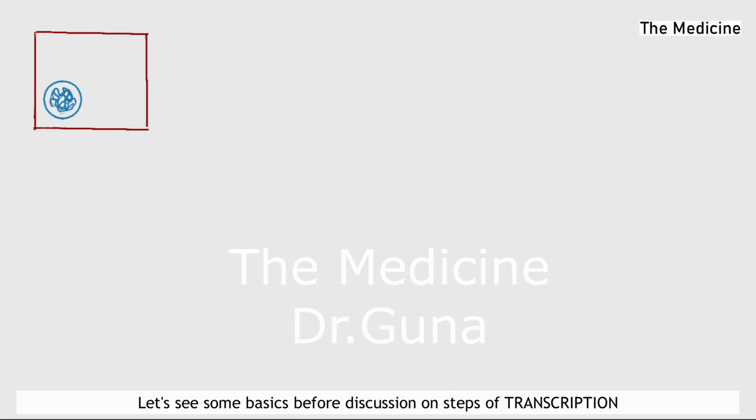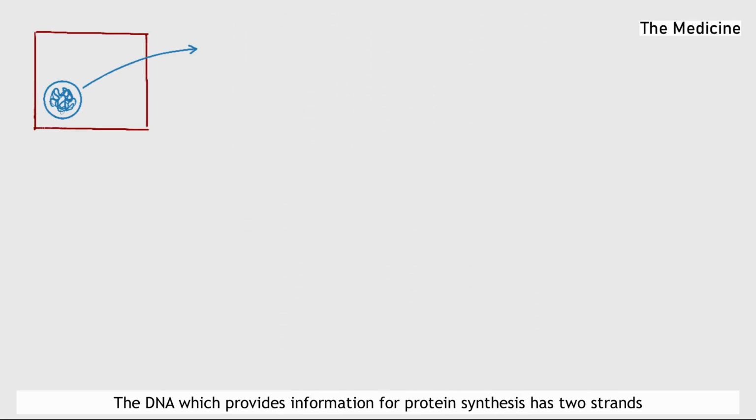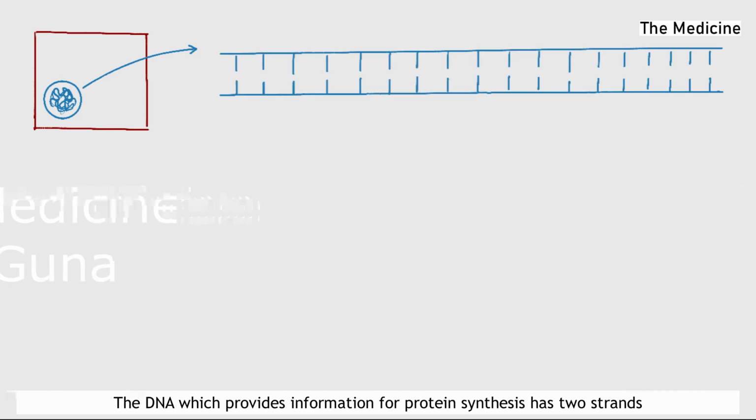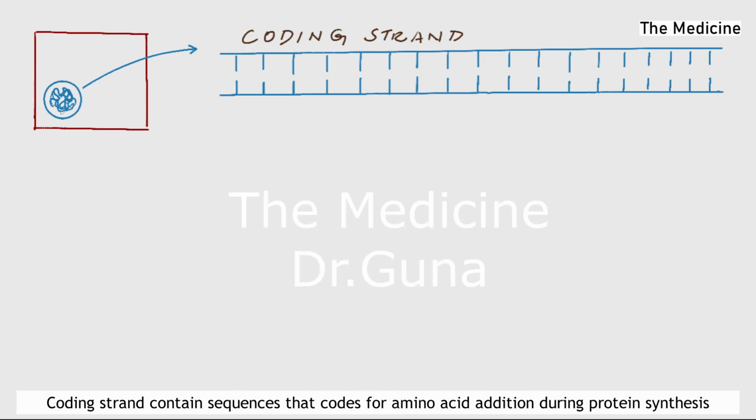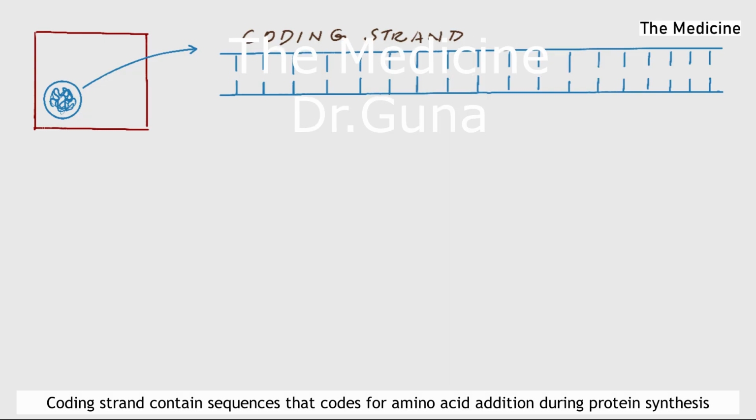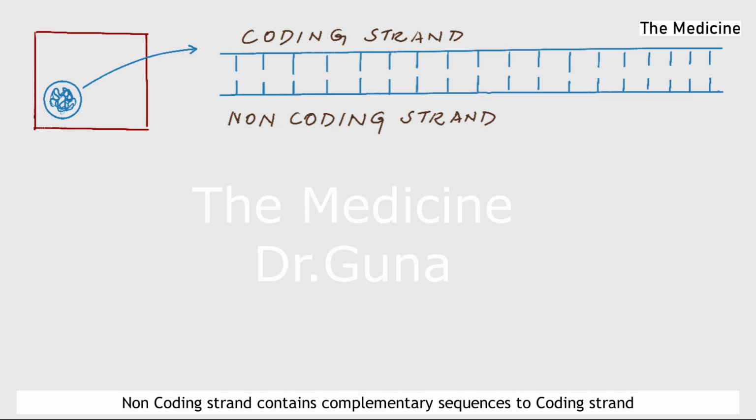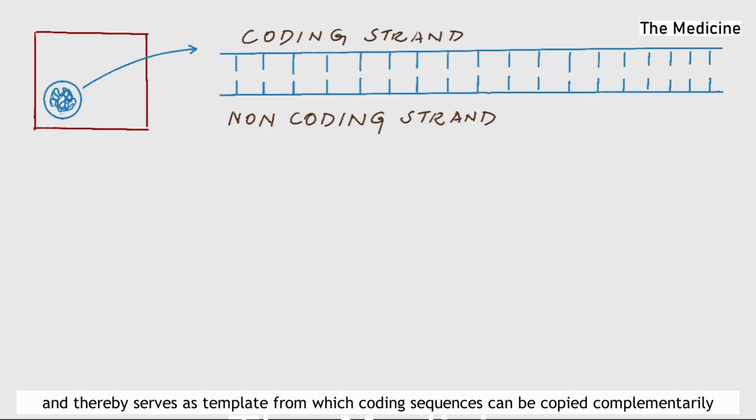Let's see some basics before discussion on the steps of transcription. The DNA, which provides information for protein synthesis, has two strands. Coding strand contains sequences that code for amino acid addition during protein synthesis. This coding strand is also called the sense strand. Non-coding strand contains complementary sequences for coding strand and thereby serves as template from which coding sequences can be copied complementarily.